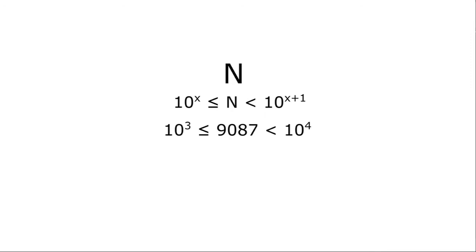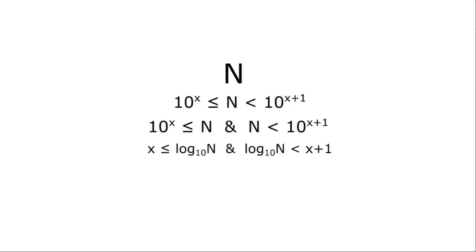All right, so now we need to find an x. What we can do is split these two inequalities and then take logs of both sides. What we'll get is x is less than or equal to log base 10 of n, and log base 10 of n is less than x plus 1. Now we can combine those two and we get x is less than or equal to log base 10 of n is less than x plus 1. So this is what we have to find.